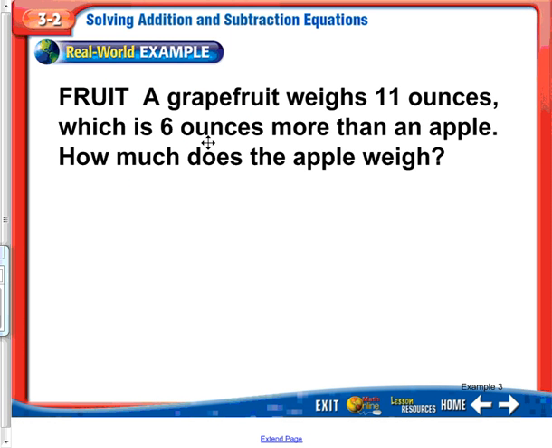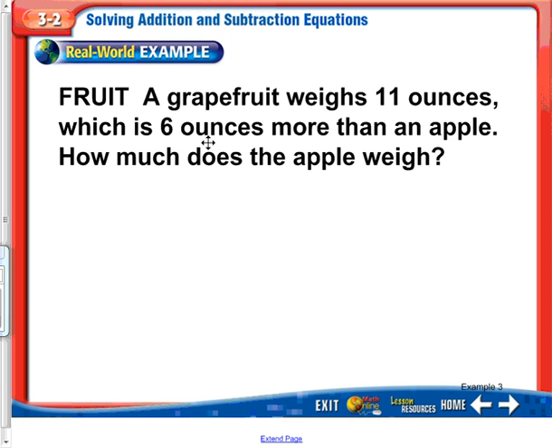Okay, now we're going to have to use what we learned in lesson 3-1, and we're going to have to write an equation, and then we'll solve it. So a grapefruit weighs 11 ounces, which is 6 ounces more than an apple. So how much does the apple weigh?